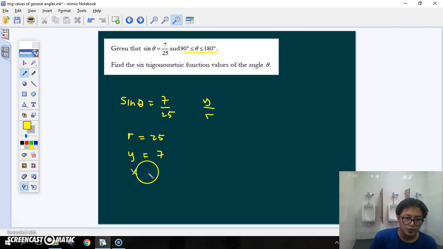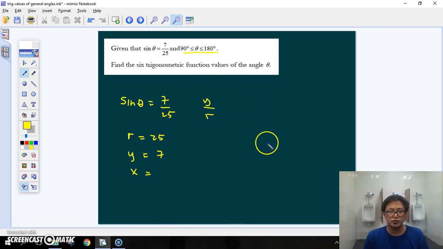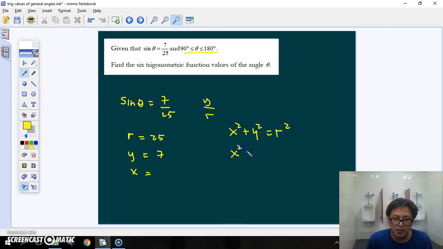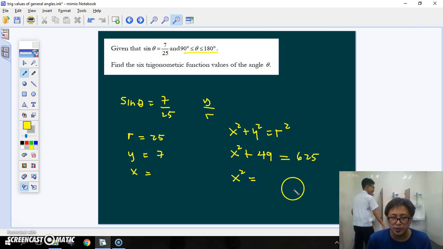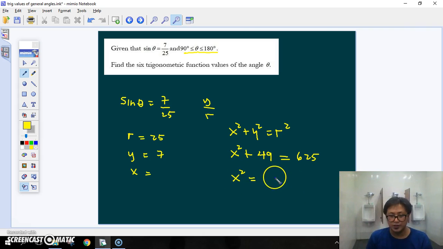So we are looking for x to get the other functions. So again, the relationship: x squared plus y squared equals r squared. You have x squared plus y squared, where y is 7, so this must be 49, equals 25 squared, that's 625. So x squared must be 625 minus 49. What's that?